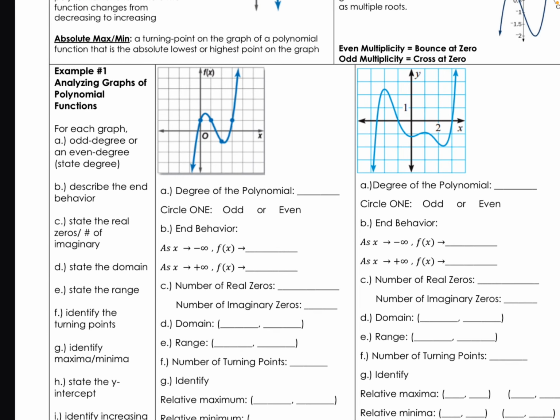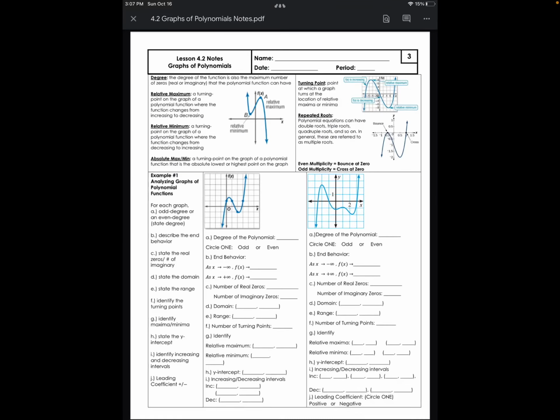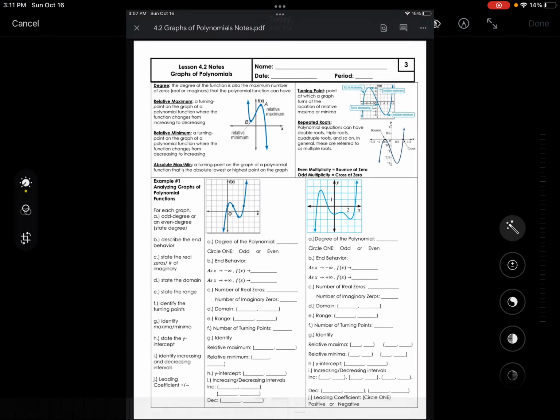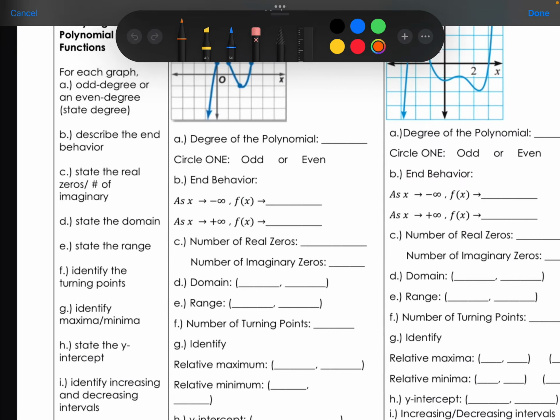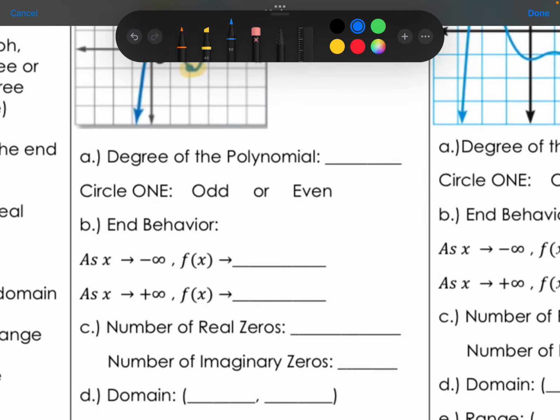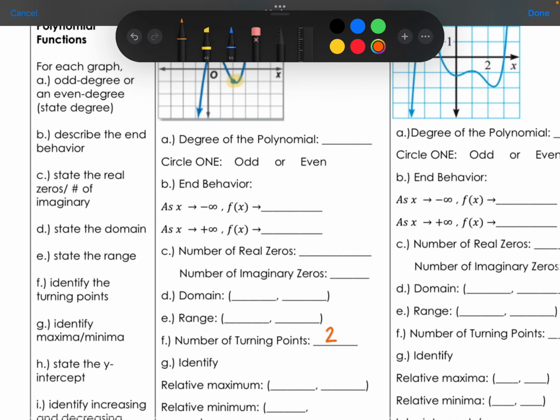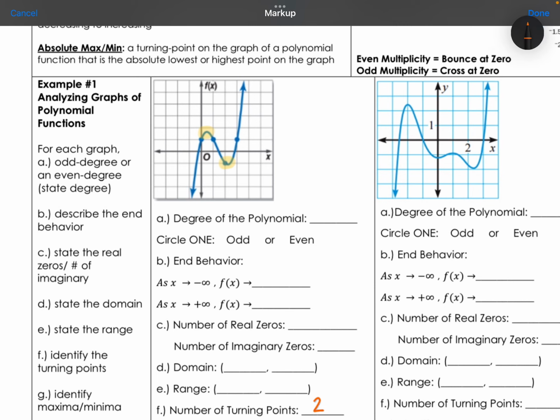Okay. Analyze the graphs of the following polynomial functions. So here we're just going to go through and analyze all of these things. Let me get the pen out. There we go. Okay. So I see that we have 2 turning points. So for number of turning points, I can say 2. Now, the degree of the polynomial is always 1 more than the number of turning points. So this is a 3rd degree polynomial. 3 is obviously an odd number.